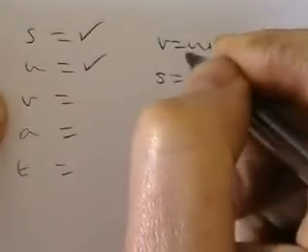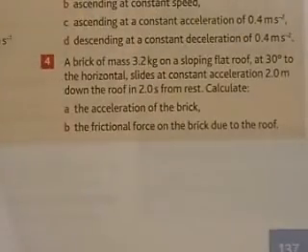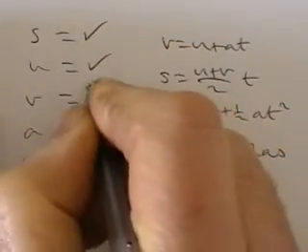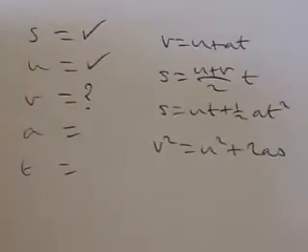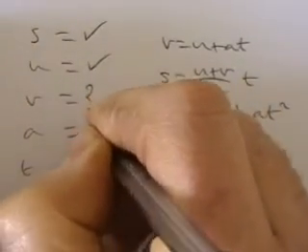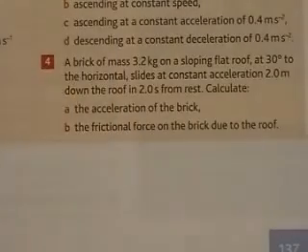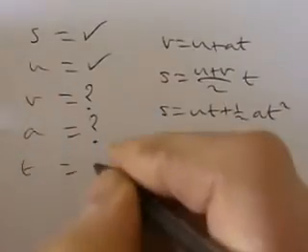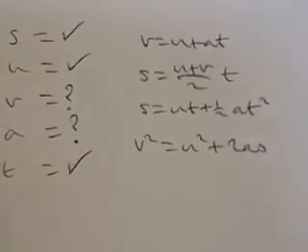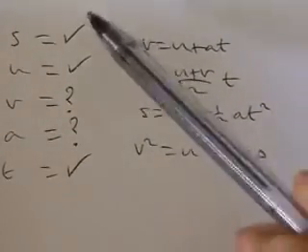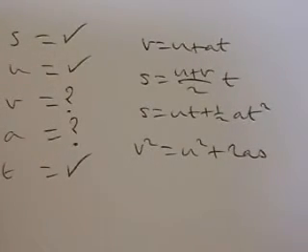So if we're writing what we've been told, S is known. I'm going to tick it, you put the value in. Starting from rest, so U is known. I'll tick it, you put the value in. Doesn't tell you how fast it goes at the end. It asks for the acceleration of the brick. That's what we're trying to find. And it tells you that it takes 2 seconds for this to happen. So T is known. I'll tick it, you put the value in. So we're trying to find acceleration when we know S and U and T, but we don't know V.